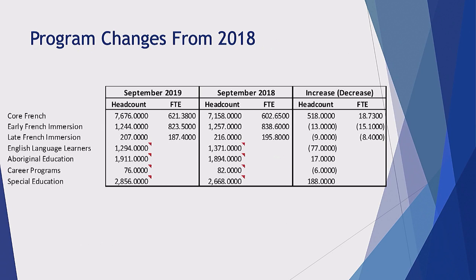Our other programs, changes from 2018: Core French is up a sizable amount. There was a school that had reported those numbers incorrectly in the previous year, but we also saw increased numbers in our 4-5 splits. Core French starts typically in 5, but with those 4-5 splits, they get credit for that a year earlier. So that's part of that increase. The ELL, we've mentioned earlier, is down 77 from the previous year and down from projections. And our special ed numbers are up 188 students compared to September at the same time.